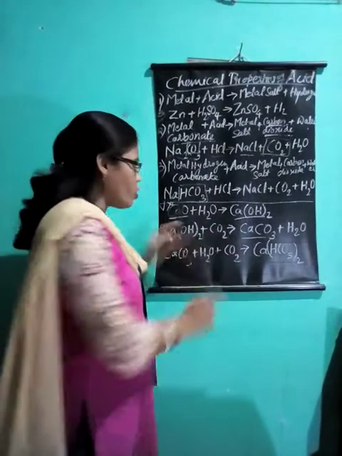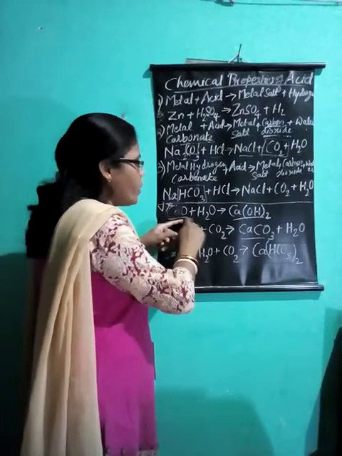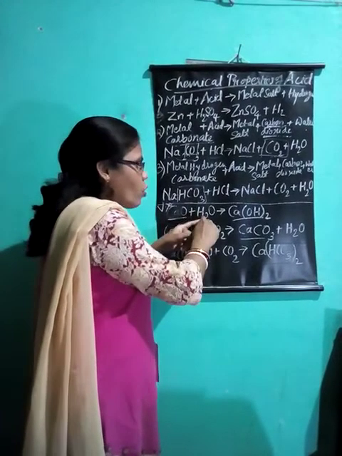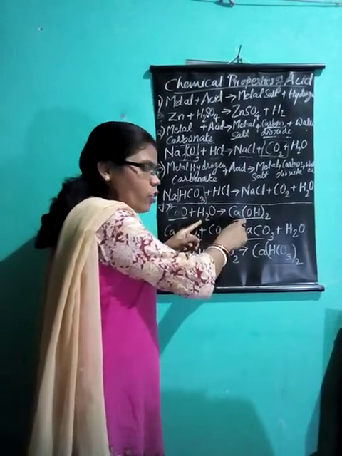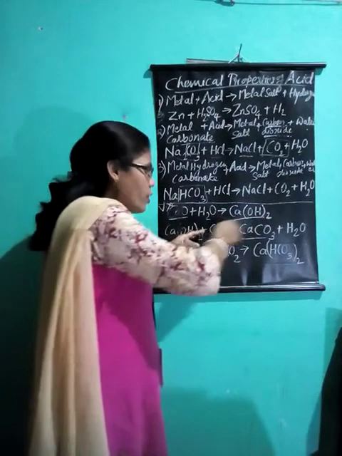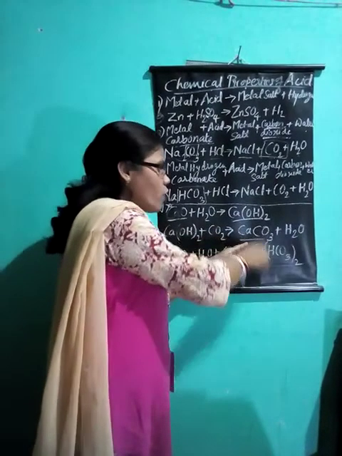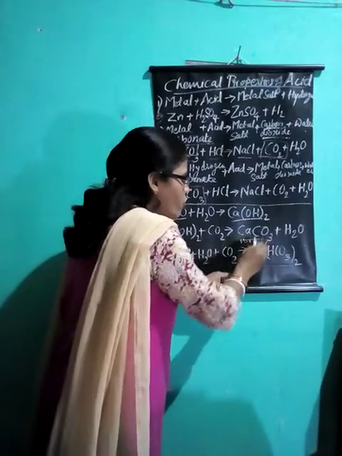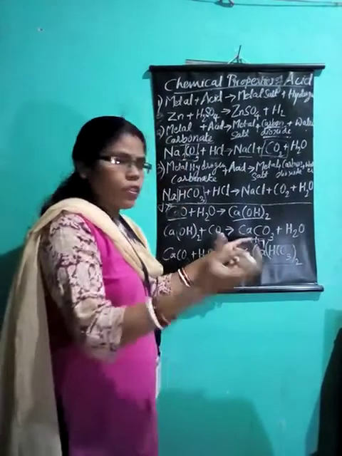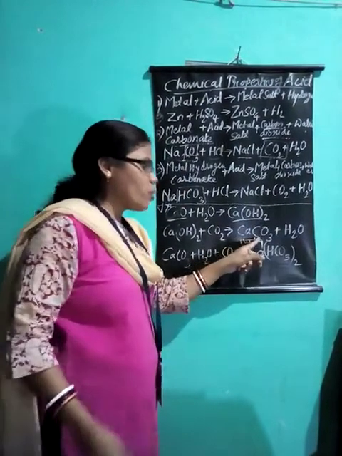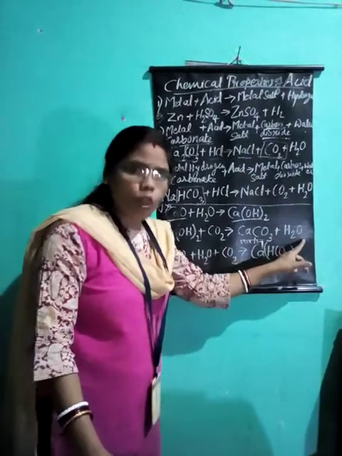Again you see the reaction. Calcium oxide, that is quicklime, when it is added to water, calcium hydroxide is obtained. It is slaked-lime. In this we are passing carbon dioxide. When we are passing carbon dioxide, we are getting milky white. Your solution becomes milky. That is, calcium carbonate is obtained along with water.